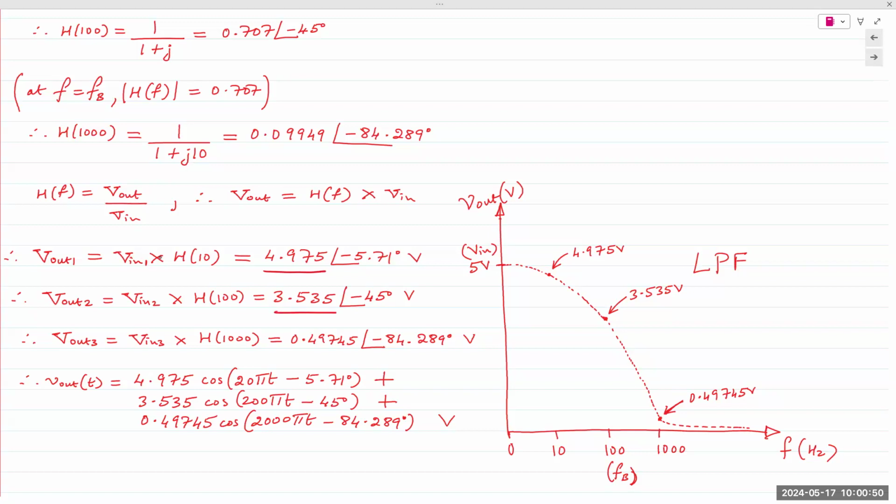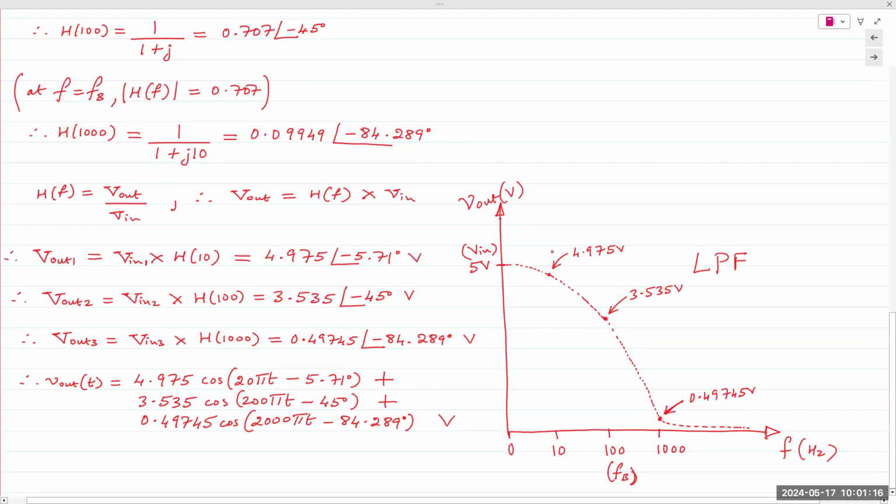Second, 3.53. And the last one is 0.49, less than half a volt. So from 5 volts, it dropped to less than half a volt. As I said, less than 10% of the input, right? So lower frequencies are being passed through, higher frequencies are being blocked.